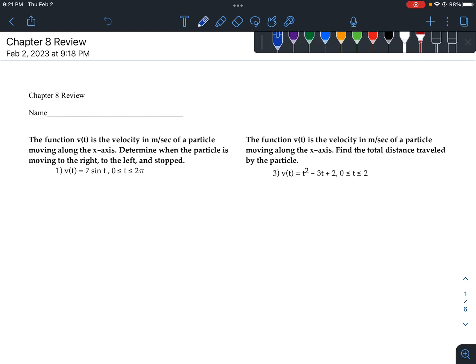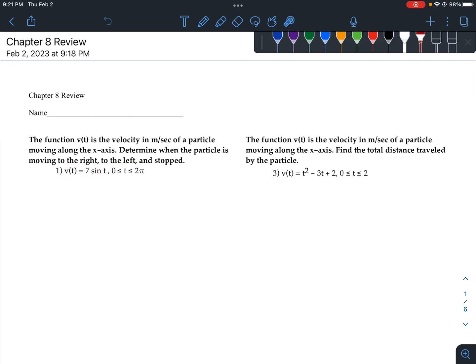So for question number 1, the function v of t is the velocity in meters per second of a particle moving along the x-axis. An x-axis, I like to say. There's just an x horizontal line, and the particle moves left or right, or it can be stopped. And v of t records its velocity along that line. Okay, determine when the particle is moving right, moving left, and stopped.